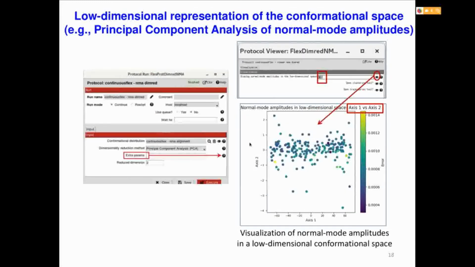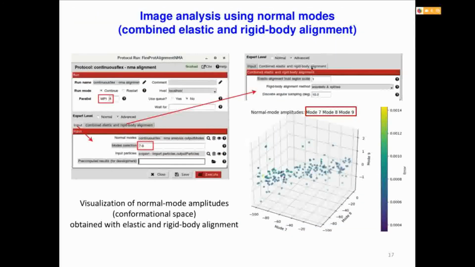So once you obtain this image analysis, you can also visualize the results. Here you see all these points are the images in the space determined by the amplitudes of 3 normal modes, 7, 8, and 9, that were used here.